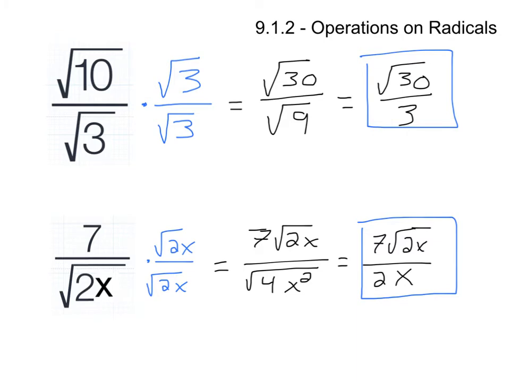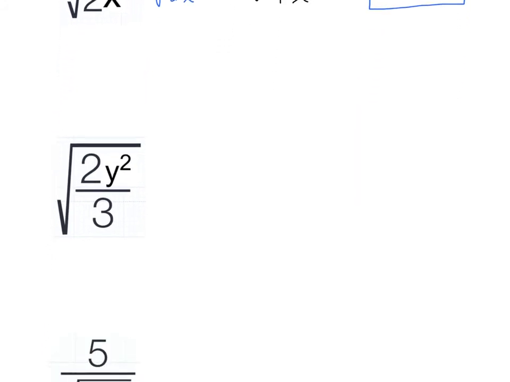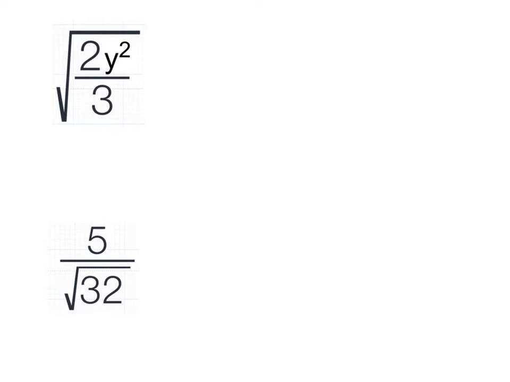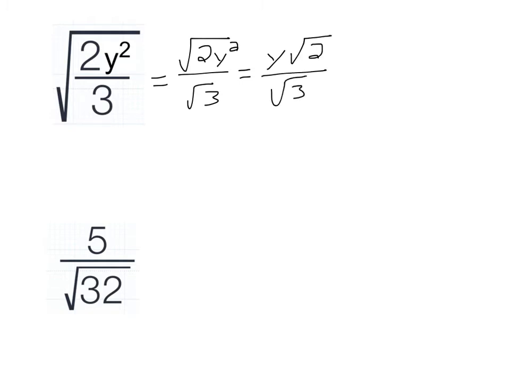All right, let's see 2 more examples. So here are a couple more. First we have the square root of 2y squared over 3. Right now it's a fraction inside of a radical, so I'm going to rewrite that as the square root of 2y squared over the square root of 3. Now, the square root of 2y squared, I can't simplify the square root of 2, but I can simplify the y squared. The square root of y squared is just y, so I get y square root of 2 over the square root of 3. Now I have to use my trick with the fancy 1.